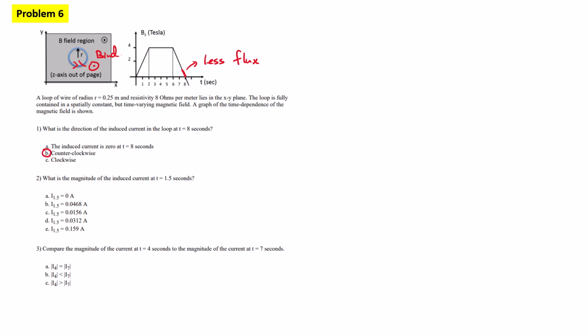Next, they're asking you, what is the magnitude of that induced current at 1.5 seconds? So that appears right over here. So you're on this region where we're increasing the field as a function of time. So how would I calculate that? Well, the induced current is the induced EMF divided by the resistance of that loop. So let's think about the resistance here. Now, one thing that's a little bit different with this problem is they told you this.